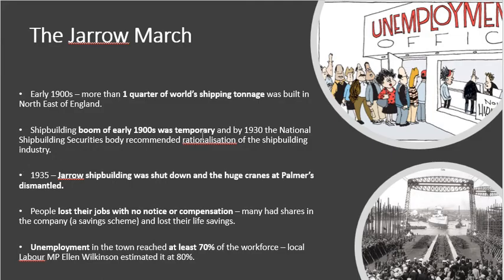Okay, why was there a great need for ships in the 1900s? Well, a lot of it has to do with the First World War. So in the early 1900s, because of the First World War, Jarrow built a lot of ships that were used by the military, by the Navy, and by other groups. Okay, but by 1930, this had slowed down.